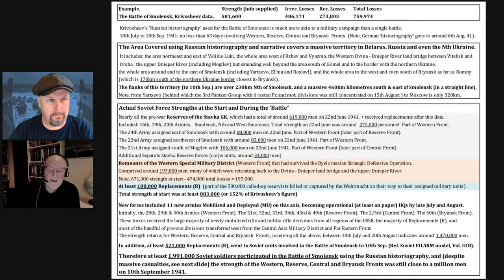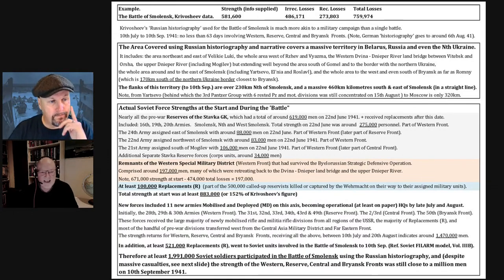And so it includes this massive area all the way up to Velikiye Luki, just west of Rzhev, Vyazma, the western Dnieper River, the land bridge between Vitebsk and Orsha, all the way south down to Mogilev, and then all the way down to Romny, south of Bryansk. Now, if you do the numbers, because I looked at this on a map and I measured this, it's 230 kilometers north of Smolensk, and almost a massive 460 kilometers south and east of Smolensk.